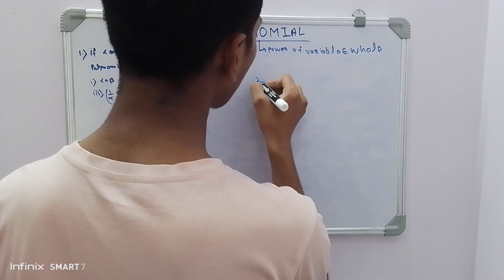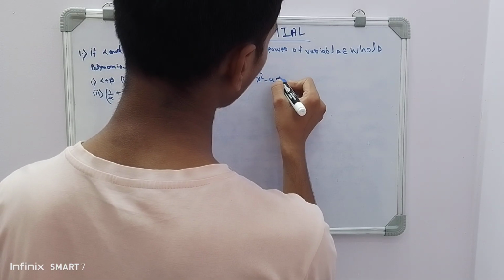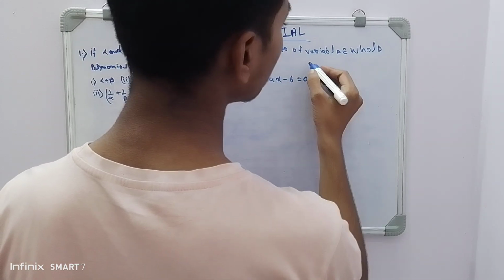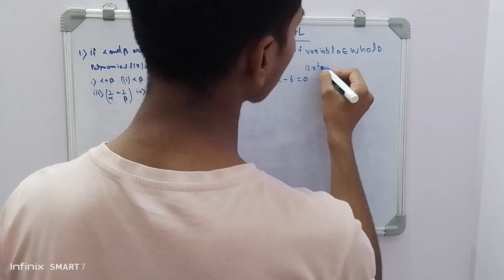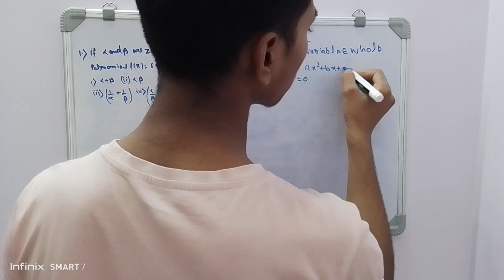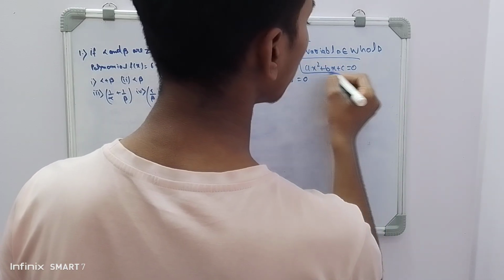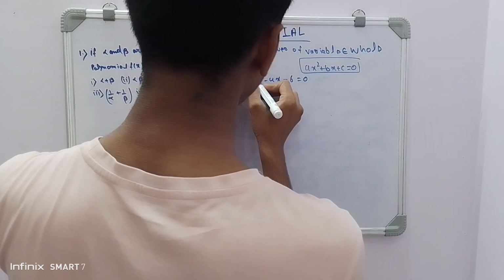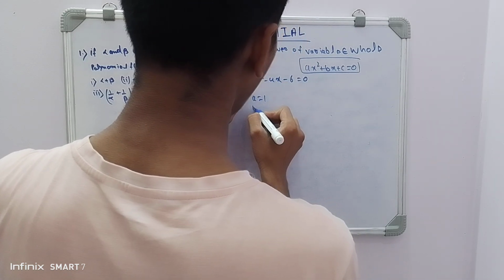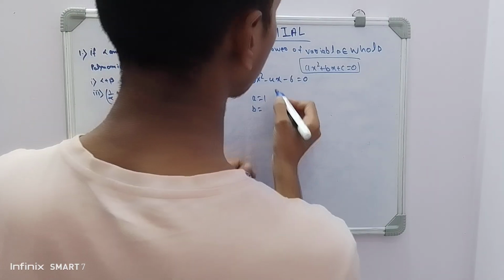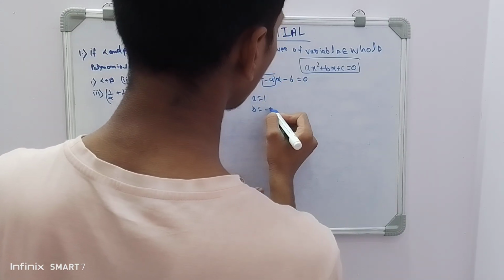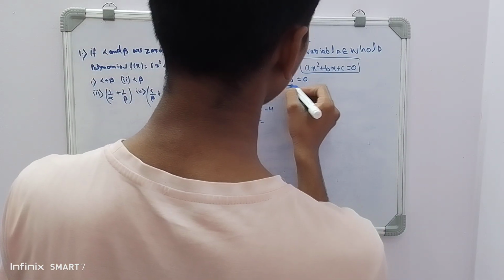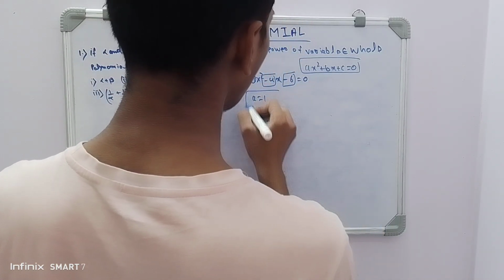Let's suppose another example: x square minus 4x minus 6 is equal to 0. As we know the general form is ax square plus bx plus c is equal to 0. If I ask you the value of a, it means the coefficient of x square, which is 1, so write 1 here, and b, the coefficient of x, is minus 4, so write minus 4 here, and c means the constant term, which is minus 6. So it is like this.